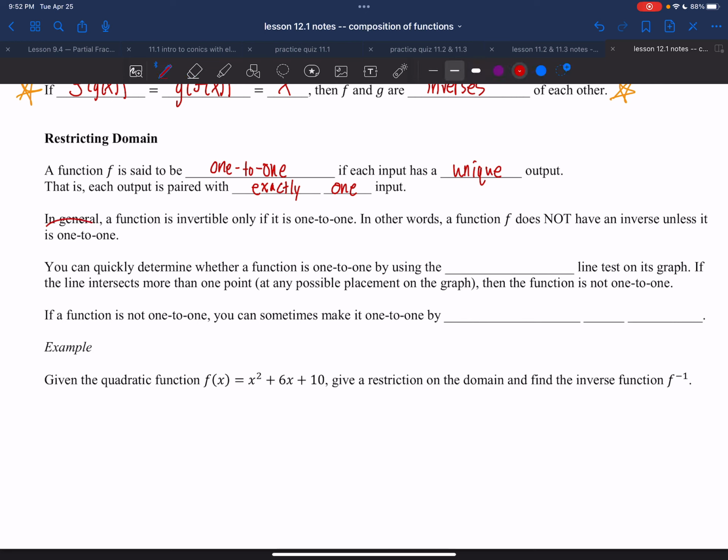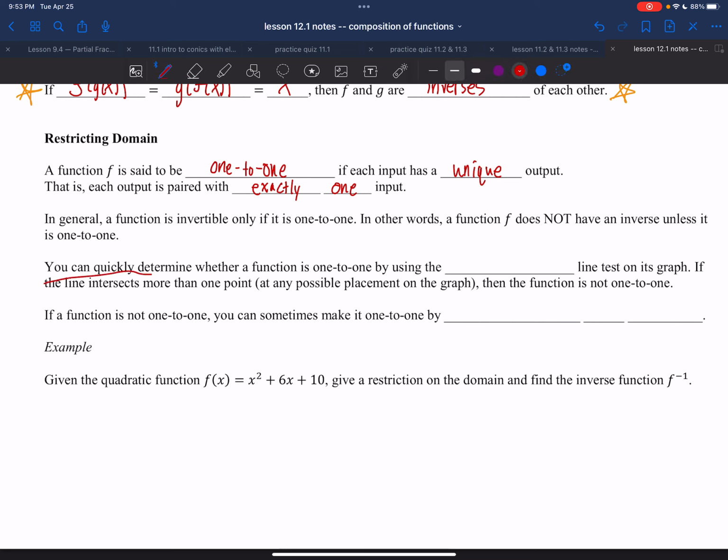In general, a function is invertible only if it is 1-to-1. So, in other words, if your function is not 1-to-1, it doesn't have an inverse. A function f does not have an inverse unless it is 1-to-1. It has to be. You say, okay, I've got it, Mr. Spake, you can stop repeating it. I say, you have to understand this, because when you get to pre-cal, you're going to deal with these guys, and those aren't 1-to-1. So we have to deal with it somehow. How do we deal with it?